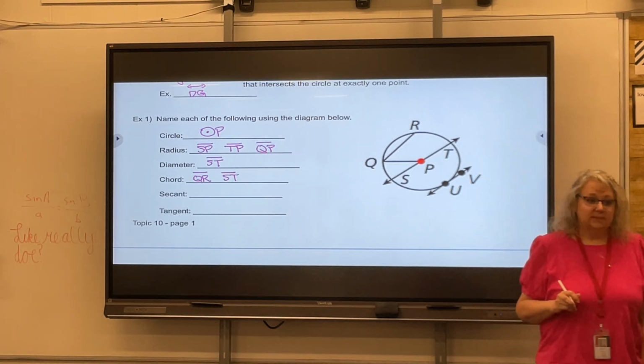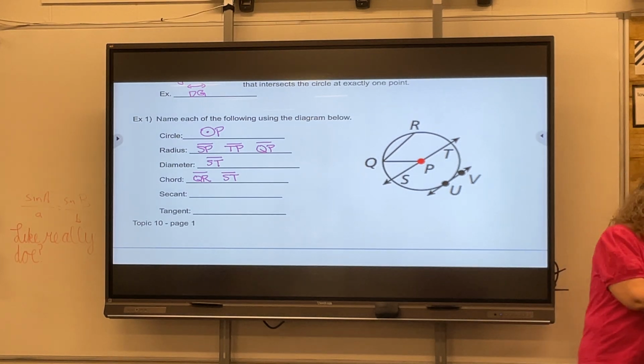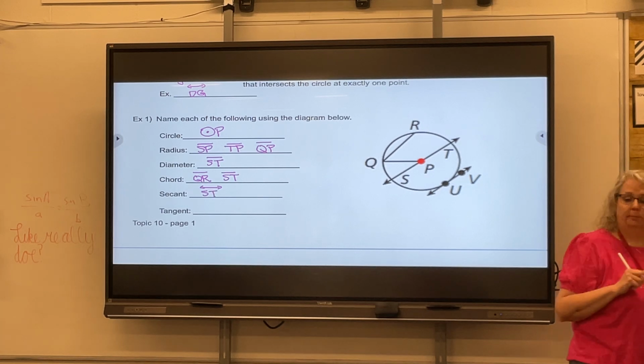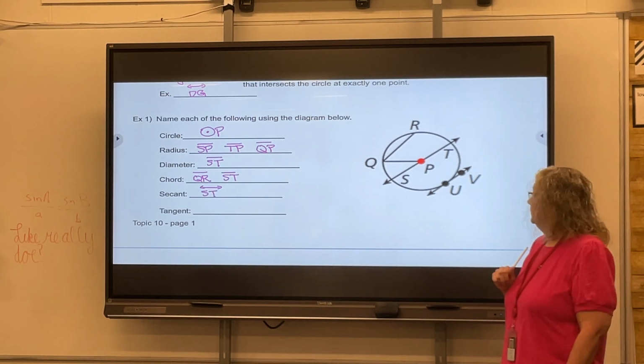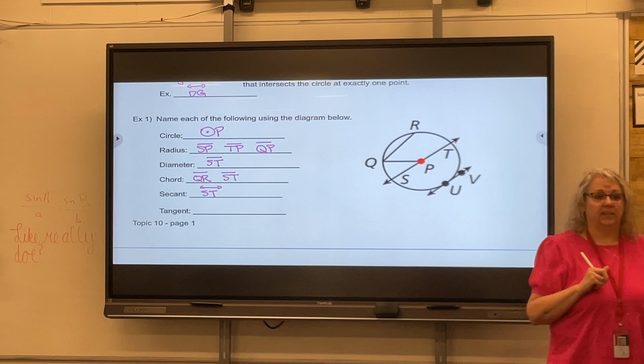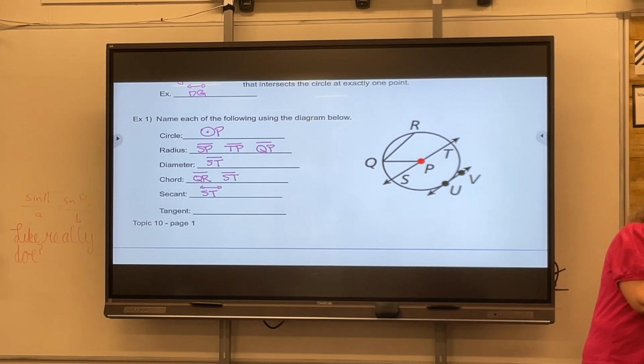A secant, ST, goes all the way through and keeps going. So it is line ST with the line symbol above it. And then a tangent touches it at only one point, so it is line UV.